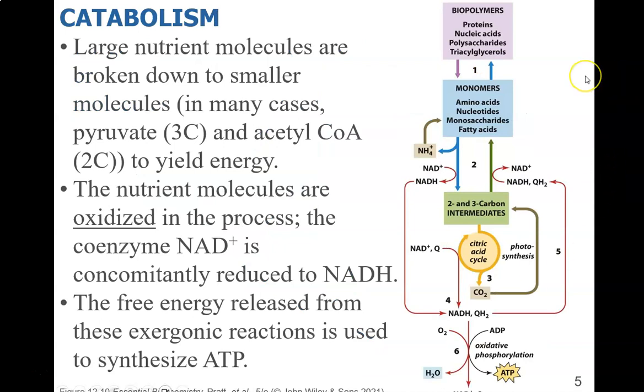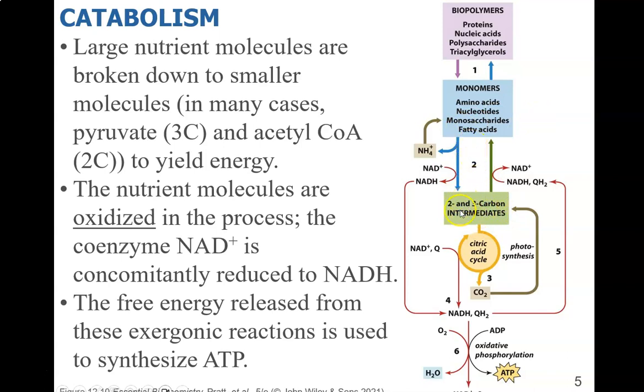First, let's start with catabolism and talk about some general principles. We have our large nutrient molecules. Our diets consist of proteins, polysaccharides, and triacylglycerols; nucleic acids, not so much. They're broken down into their constituent parts: proteins to amino acids, polysaccharides to monosaccharides, and triacylglycerols to glycerol and fatty acids. These are broken down into 2 and 3 carbon intermediates. The 2 carbon intermediate is acetyl-CoA, and the 3 carbon intermediate is pyruvate.